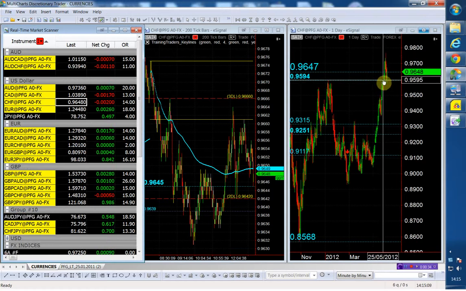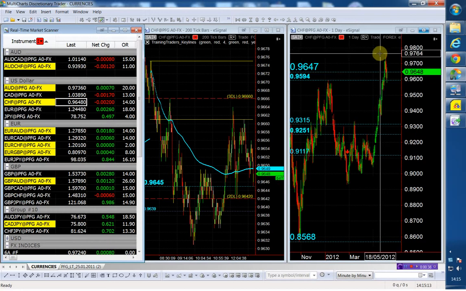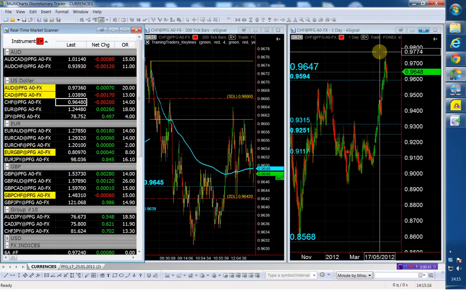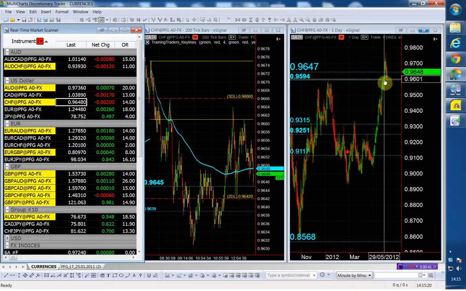That was your buy right here, which is the 95.94. That is the push higher. It took us all the way up to 97. We had about 200 or so pips anyway, and now it came back.